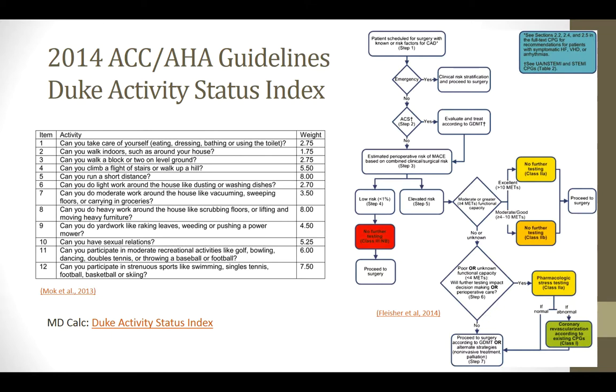If the answer to that 4 METs question is no, that is the point when you need to decide whether or not doing more testing is going to change the outcome. If doing more testing is going to help us decide whether or not we're going to do the surgery, or which surgical plan is the best plan, then we'll do some more testing with pharmacologic stress testing and go from there.